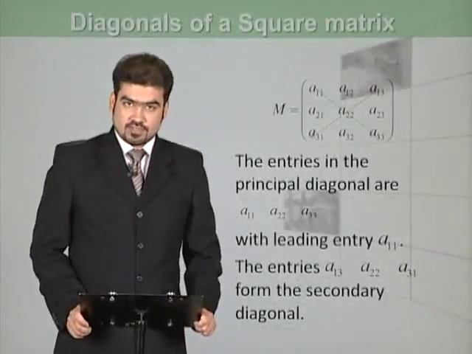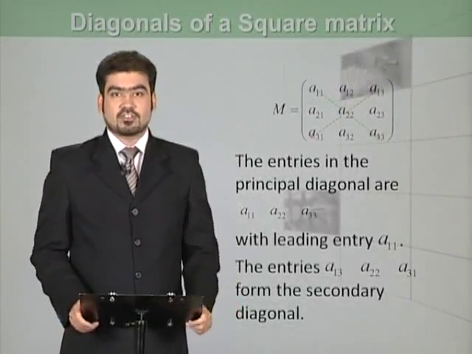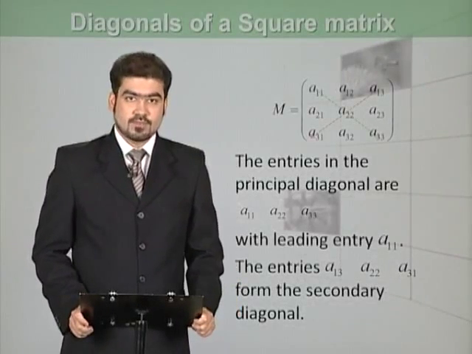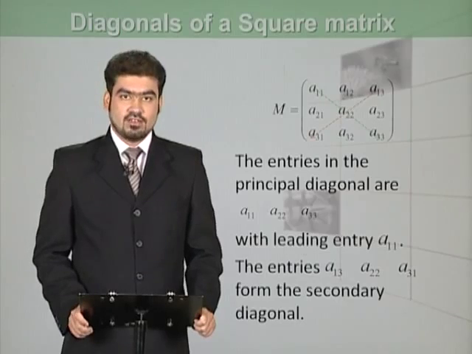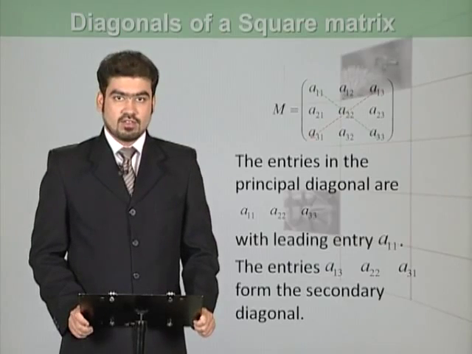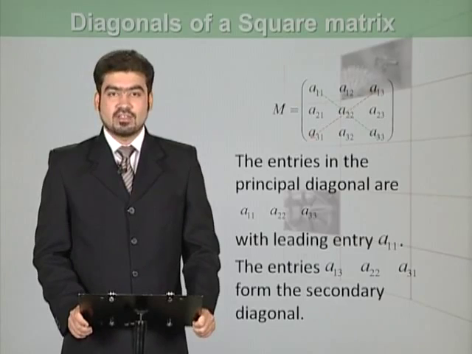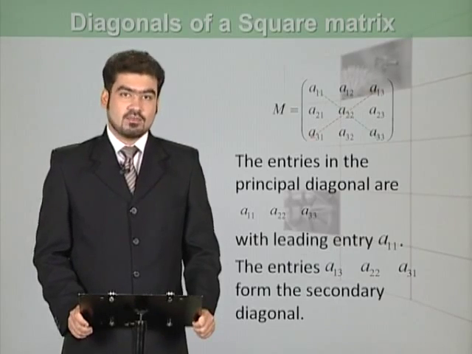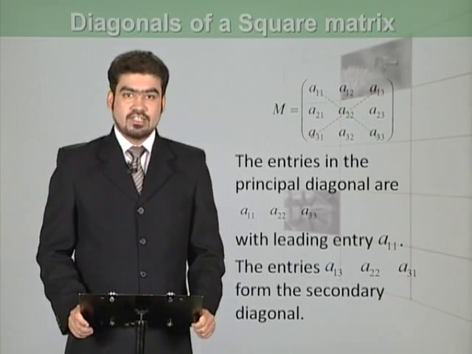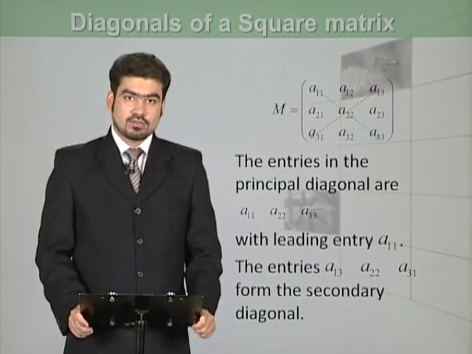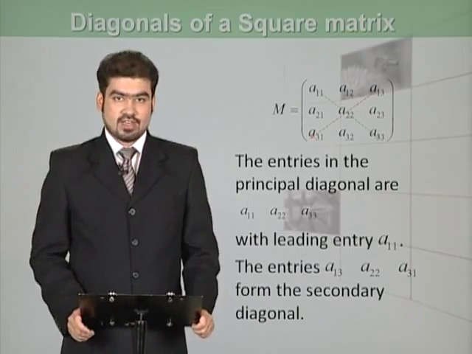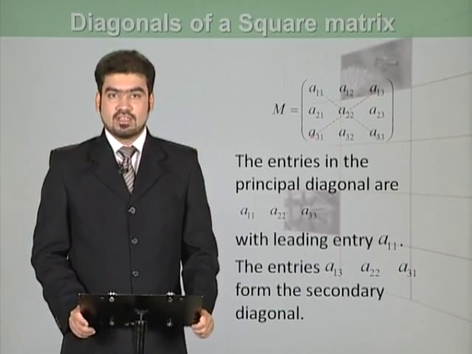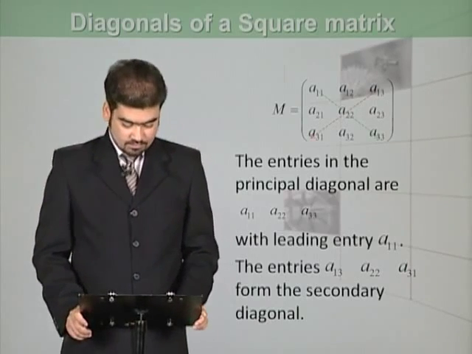Diagonals of a square matrix. Any matrix that is a square matrix has basically two diagonals. One is called the leading diagonal or primary diagonal, और दूसरे वाले को हम कहेंगे secondary diagonal. The elements of the leading diagonal will be A11, A22, A33 and up to ANN. These will be called leading diagonal elements.